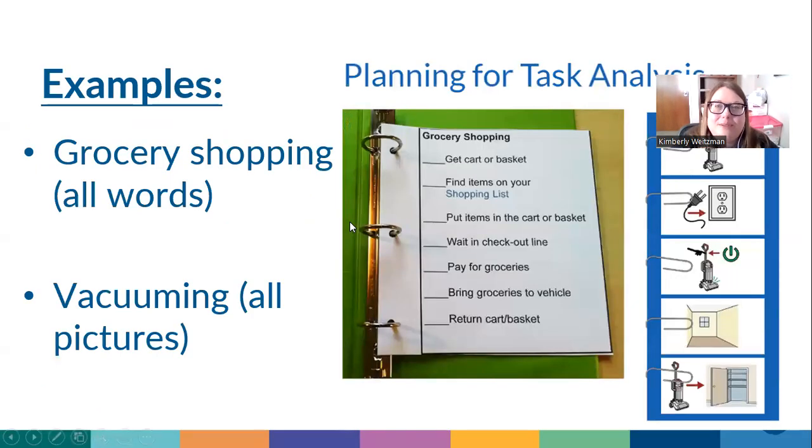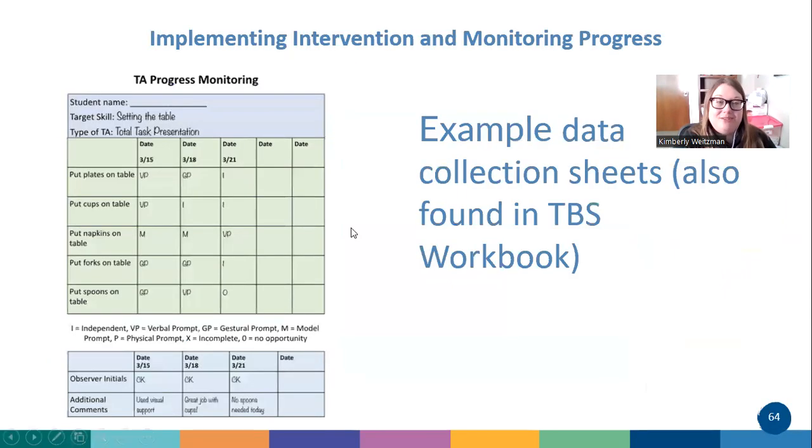So here's some other examples of real life task analysis that people have used with clients. This one is for grocery shopping that you see there. It's all words, kind of a checklist of how to grocery shop, and that works for that client. The other one on the right-hand side of your screen is vacuuming, and it's all pictures. That may work for other clients. So yours that you're actually using with your clients may be more or less specific based on their needs. Could also be a video, can also take a different format, like I said.